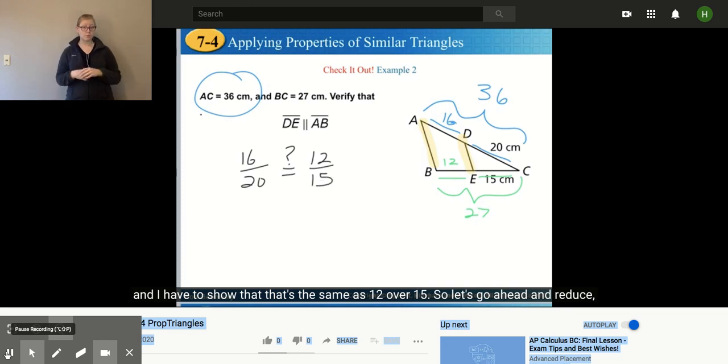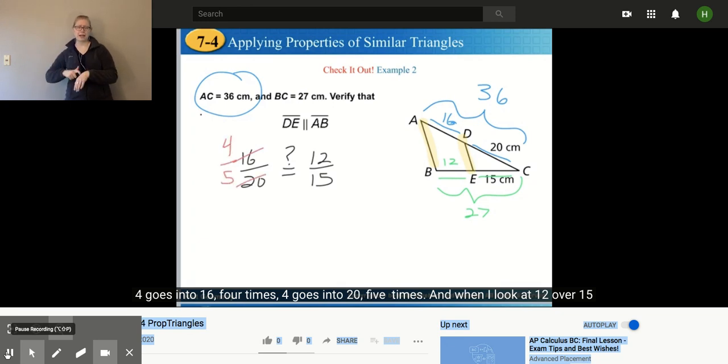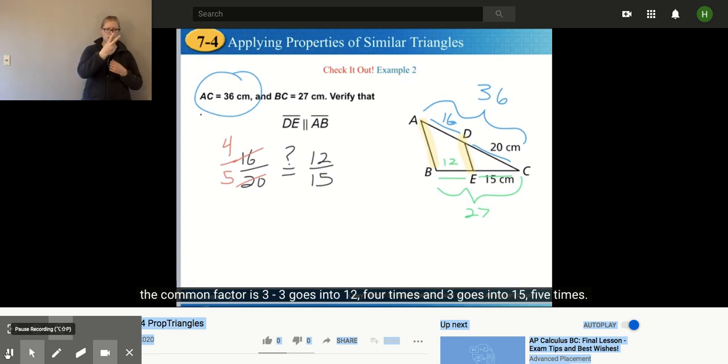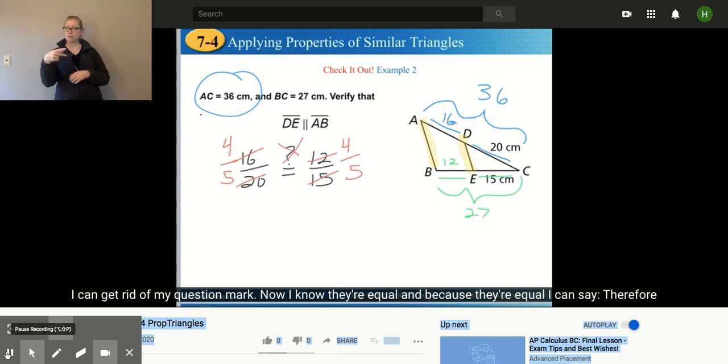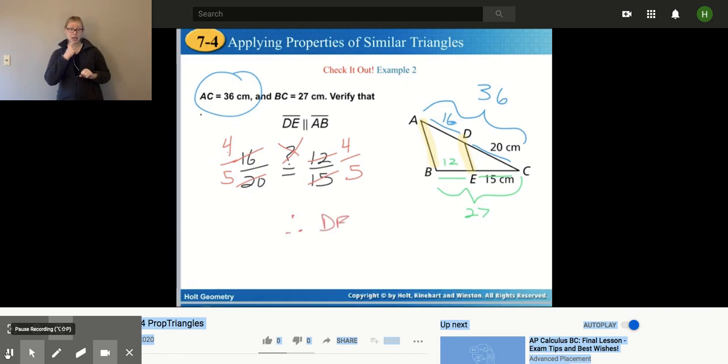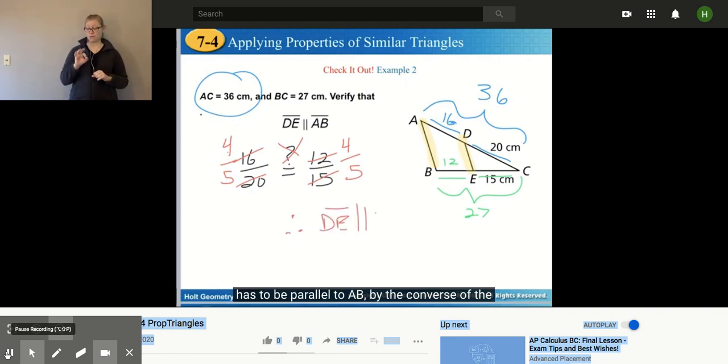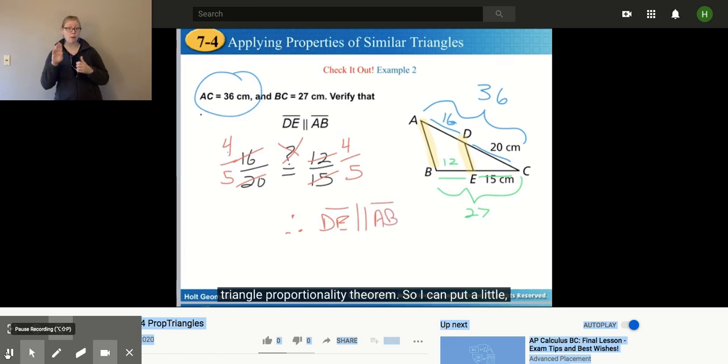So let's go ahead and reduce. 4 goes into 16 4 times, 4 goes into 20 5 times. And when I look at 12 over 15, the common factor is 3. 3 goes into 12 4 times, and 3 goes into 15 5 times. And because I get the same proportion here, I can get rid of my question mark. Now I know they're equal. And because they're equal, I can say, therefore, DE has to be parallel to AB by the converse of the triangle proportionality theorem.